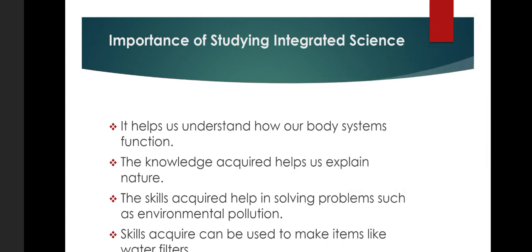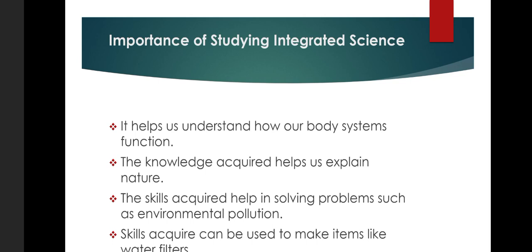Junior school learners, I want you to note that as you shall be studying integrated science, we have a number of importance that you will obtain from this particular learning area. Importance number one of studying integrated science is that it will help you to understand how your body systems function. Number two, the knowledge that you will acquire through studying integrated science will help you to explain nature.